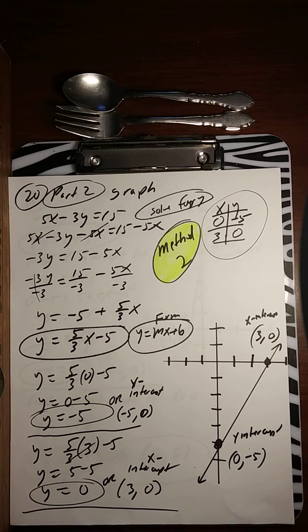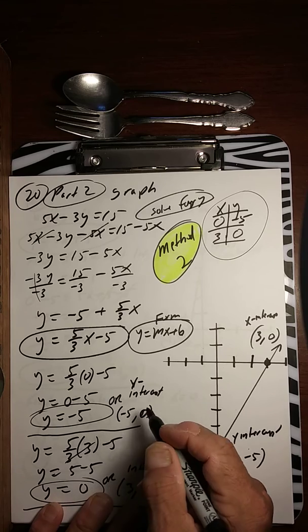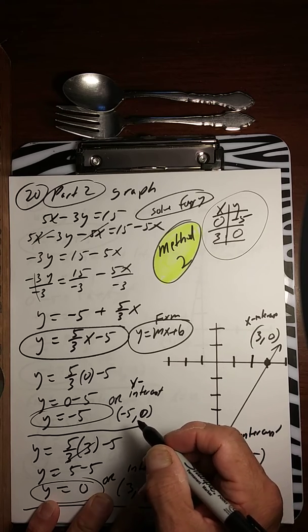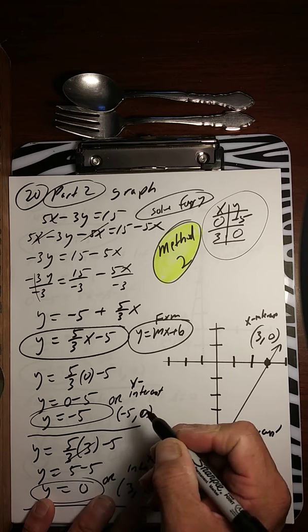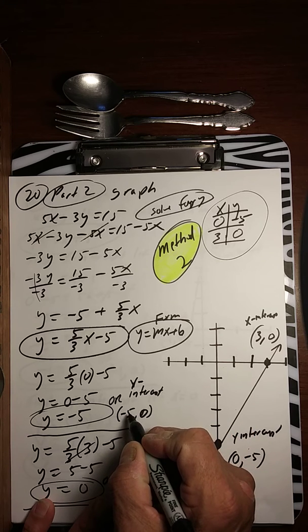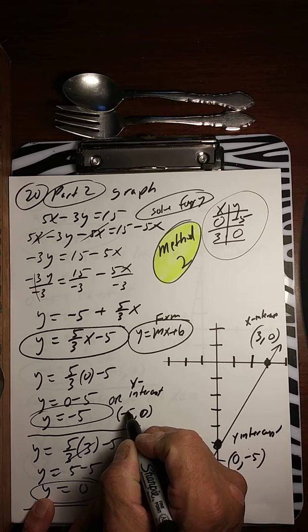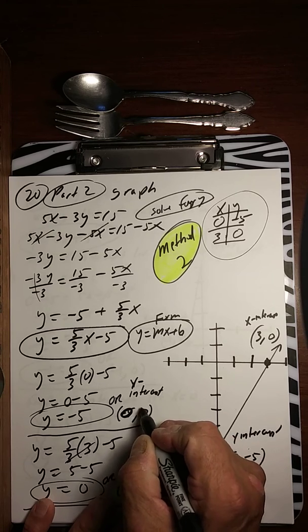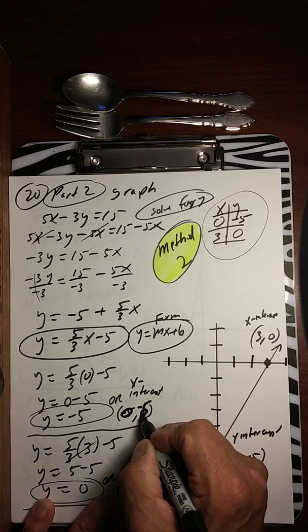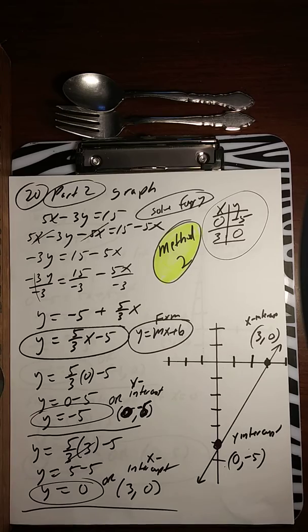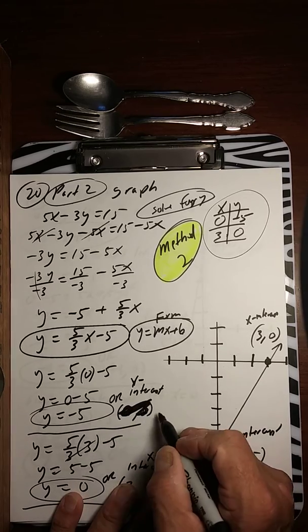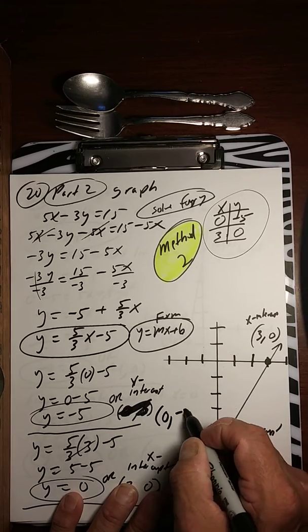Oops, let's fix this. That's not it. This really is going to be 0 and negative 5. There it is. 0, negative 5. Let's fix it. 0 and negative 5. There we go.